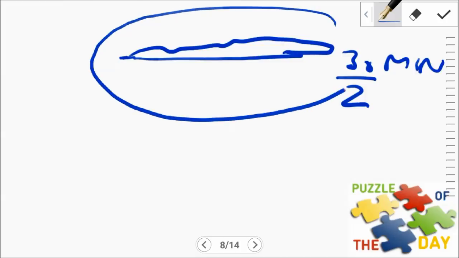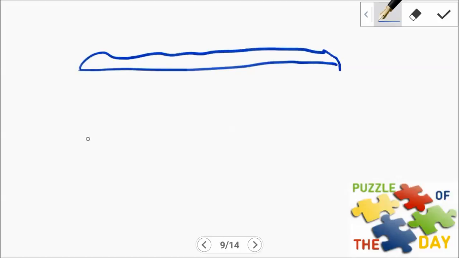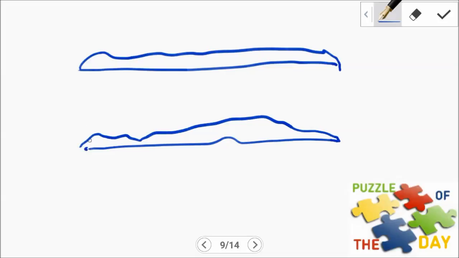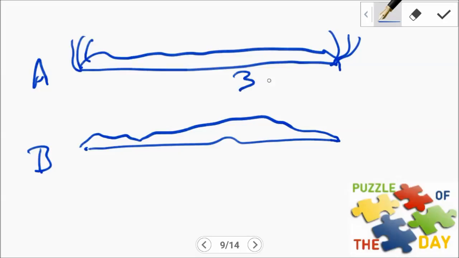So can we make a rope that can be burnt in 30 minutes time? That will ring some bell in your mind, right? Now let's go back to the original problem. We have been given rope A and then rope B. If I light rope A from two ends, it will finish burning in exactly 30 minutes.